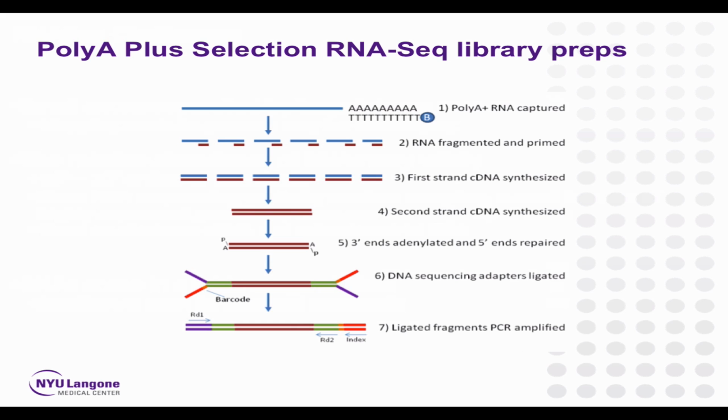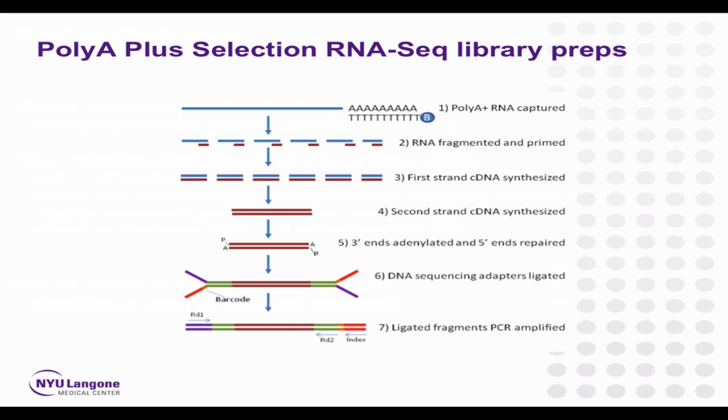So the most common type of library prep is doing PolyA selection. And that's because when you're selecting on PolyA, you're only capturing mRNAs and some long non-coding RNAs that have a PolyA tail. And in this way, you can already not worry about ribosomal RNA at all because that's not going to be primed.